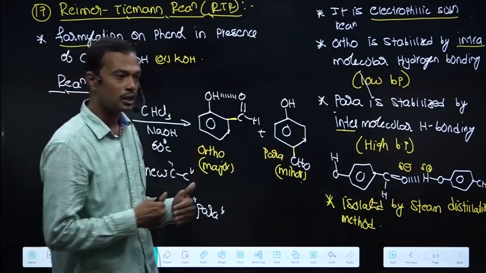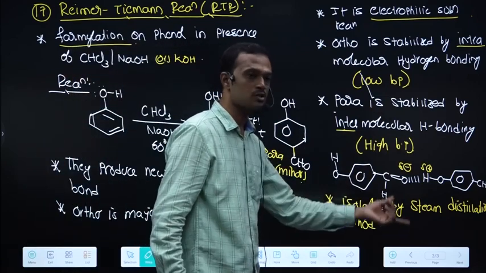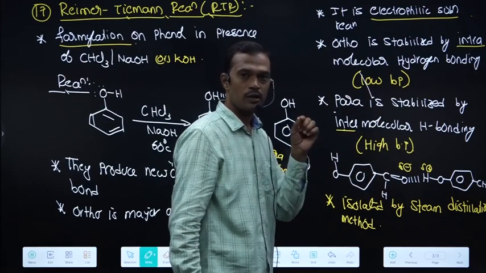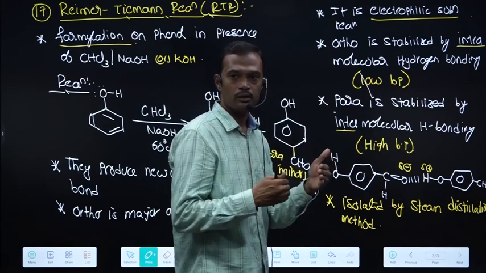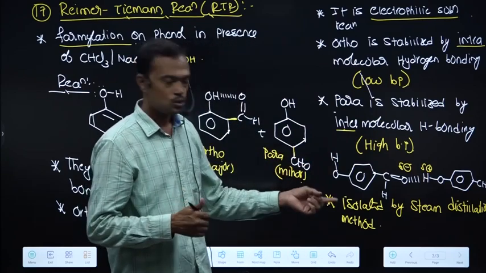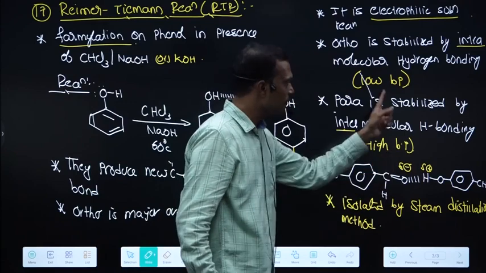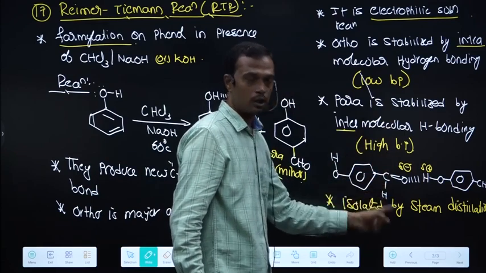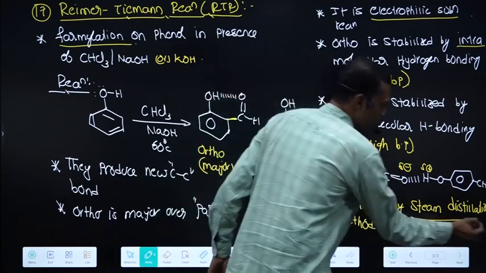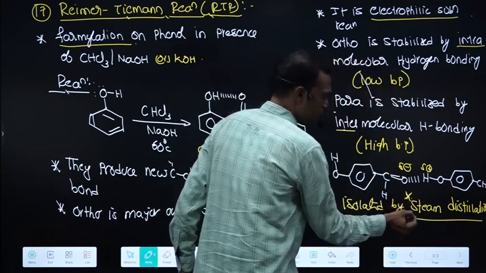Steam distillation can separate the isomer having the lowest boiling point first. Whichever molecule has the lowest boiling point can be removed as a liquid by steam distillation. So low boiling point elutes first, later the high boiling point. So can you separate ortho and para isomers or not? Ortho and para isomers are separated by which method? Steam distillation. This point is important.